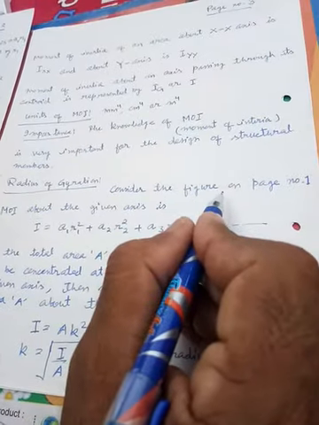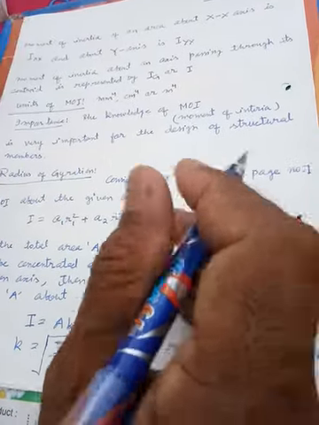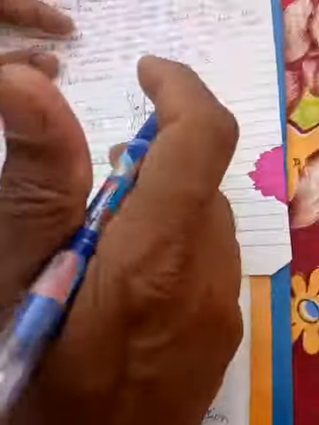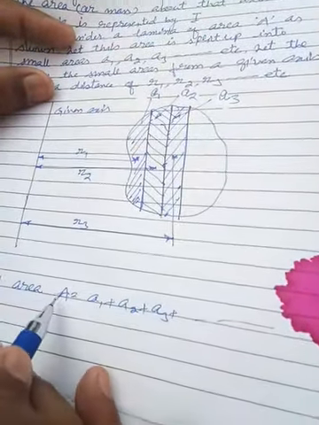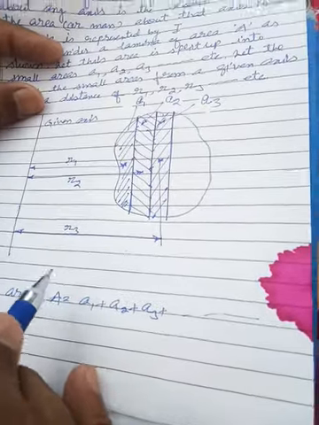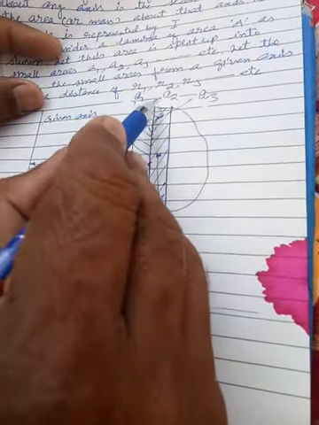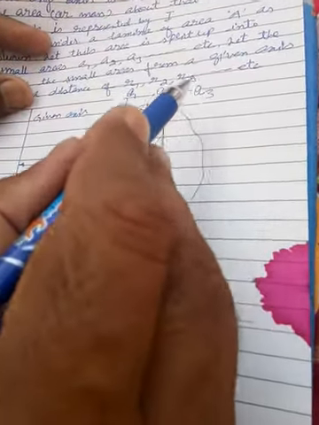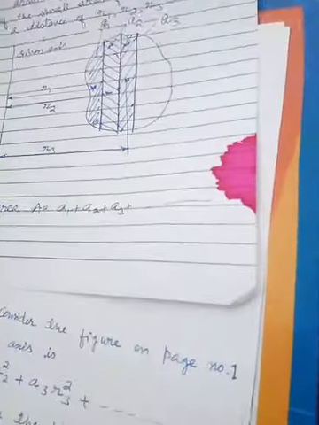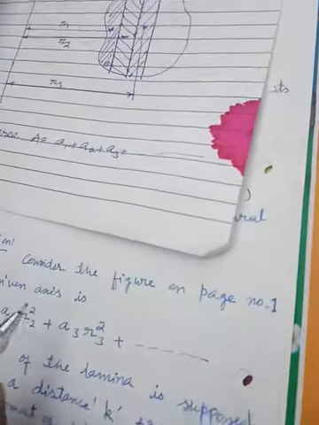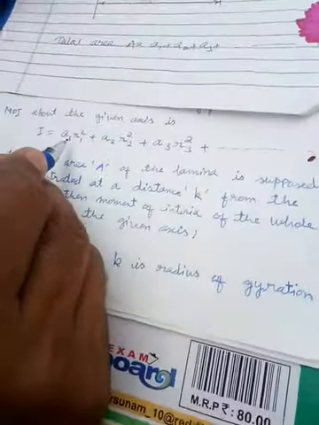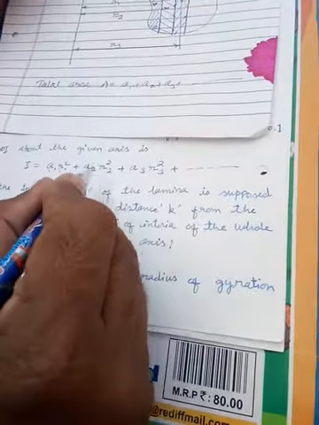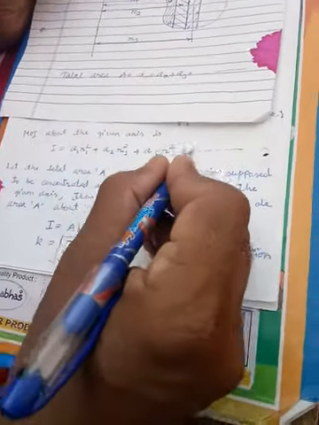Consider the figure on page 1. The total area is capital A. This total area consists of small areas A1, A2, A3, etc. This is the given axis. Then the moment of inertia about the given axis of this area A is equal to A1 r1 square plus A2 r2 square plus A3 r3 square and so on.